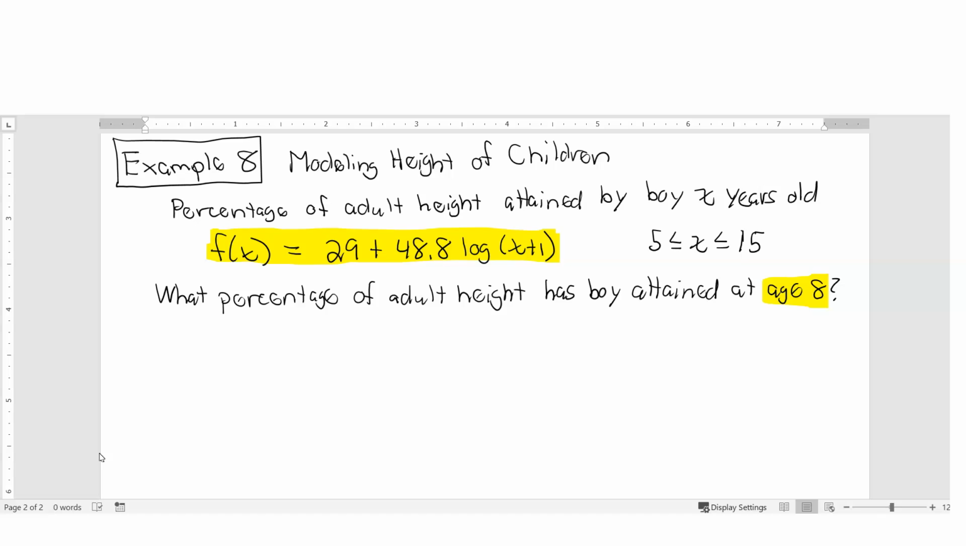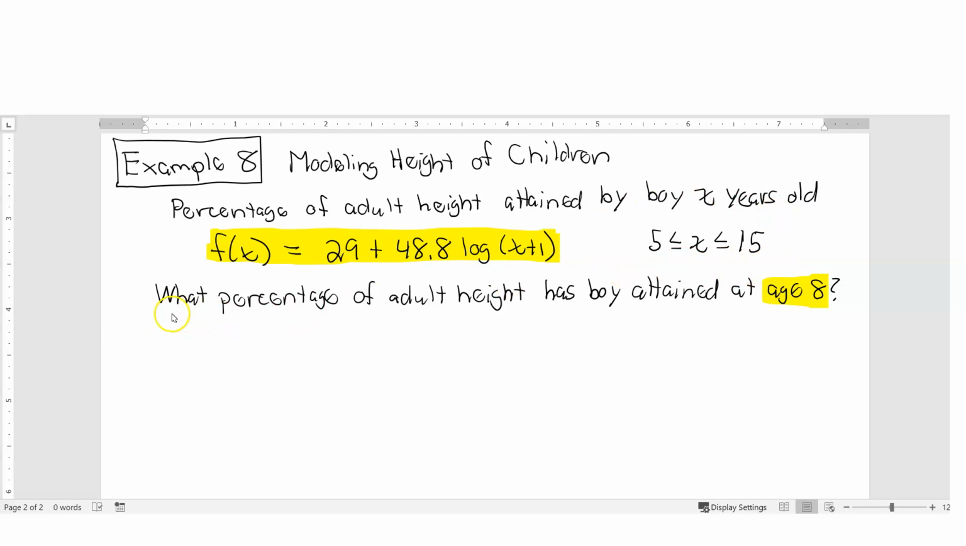Example 8 on page 485 of your textbook shows a logarithmic model that models the height of children. And logarithmic functions can be very good at modeling a process that has rapid initial growth and then slows over time, which of course is true for growth of any human being. We grow very rapidly when you're younger, and eventually you grow less and less as you become older and become an adult. So this model is the percentage of adult height attained by a boy x years old. And so we see our model f of x is 29 plus 48.8 log of x plus 1. The age of the boy has to be between 5 and 15 for this particular model.